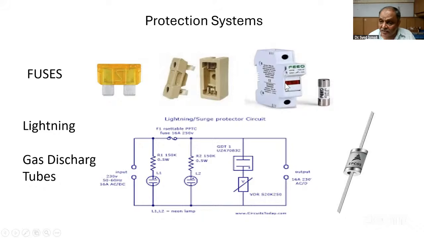Fuses are also resistors, but when excess current is coming, it will break. So your circuit is broken, so it's not damaging your device. So fuses are important. There are different types of fuses, and we'll see that in the next slide. One more thing in agriculture, very important, is lightning. Don't worry about these circuits.